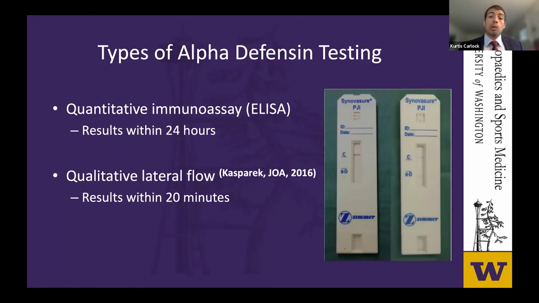But given how promising our initial results were, a qualitative, rapid type lateral flow test was developed for use at the bedside, or potentially even in clinic or in the operating room. It functions quite similarly to other more rapid type tests that we're familiar with, like a rapid COVID test or a pregnancy test, where a sample is placed and we get a binary positive or negative result.